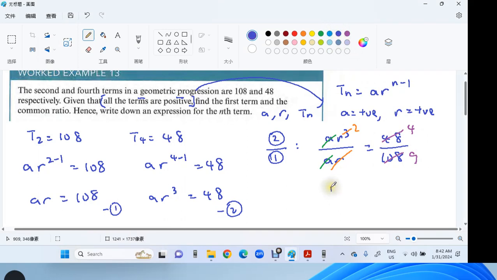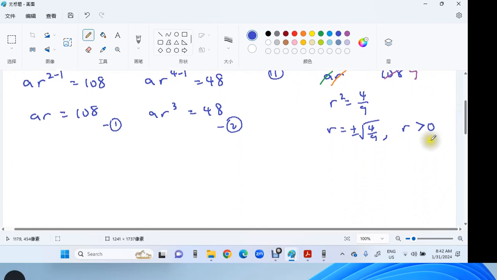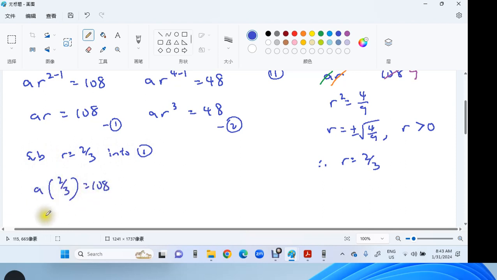So we have R square is 4 over 9. So R will be plus minus square root 4 over 9. But R is greater than 0. So R will be 2 over 3. So we can sub R is 2 over 3 into equation 1. Then we have A times 2 over 3 is 108. Then A will be 108 times 3 divided by 2.